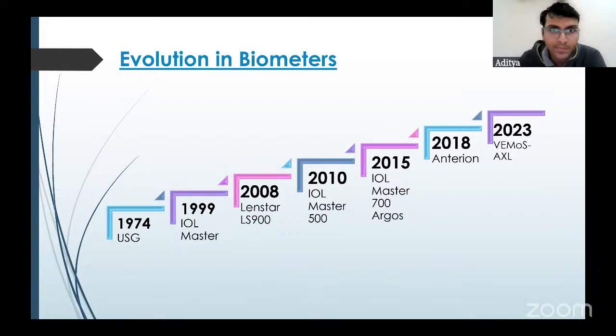Over a period of time, there have been advancements in the technologies and various biometers have come up in the market. The gold standard which we consider in today's era is the IOLMaster 700, which came up in 2015.